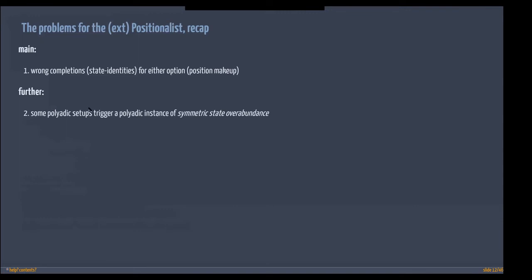And we have this further problem of the polyadic instance of symmetric state overabundance. So my analysis is a little bit different. What it looked like is that the positionalist fails with either of the options of position buildups he presents us. What I think is that he fails instead with the either of the buildups.